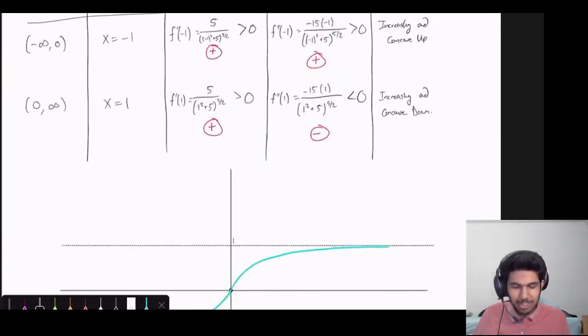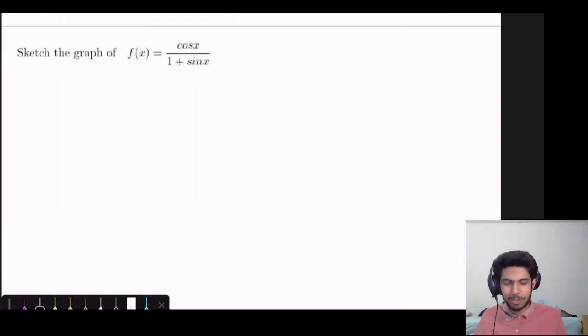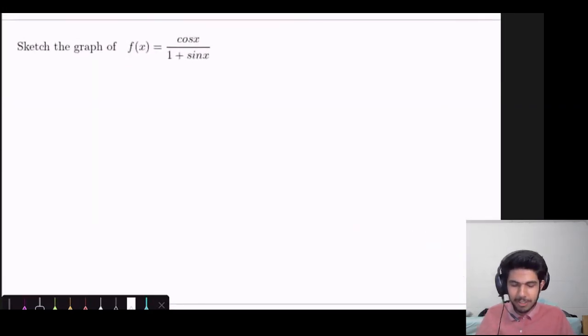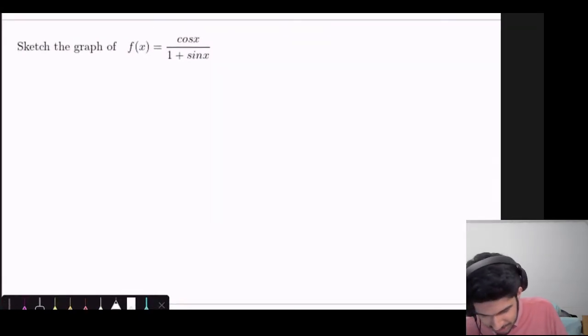Awesome. Let's do one more. This time we'll throw in some trig functions. Let me just add a page. So now we have to be a little bit careful with things because we know trig functions are periodic. So with that said, let's just get into it. As always, we are going to start by computing the first derivative.